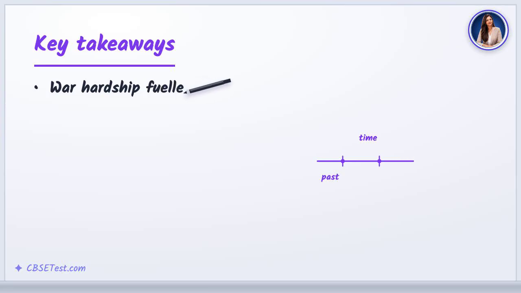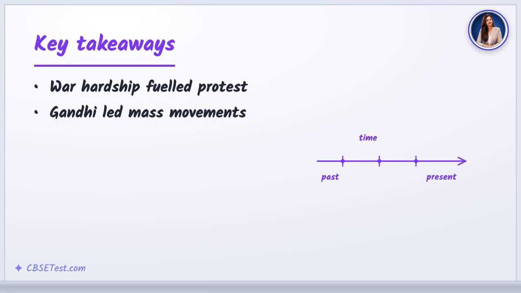To recap, Indian nationalism rose from wartime hardship and unjust laws. Gandhi united people through non-cooperation and civil disobedience, while shared symbols and culture forged a strong sense of national belonging.